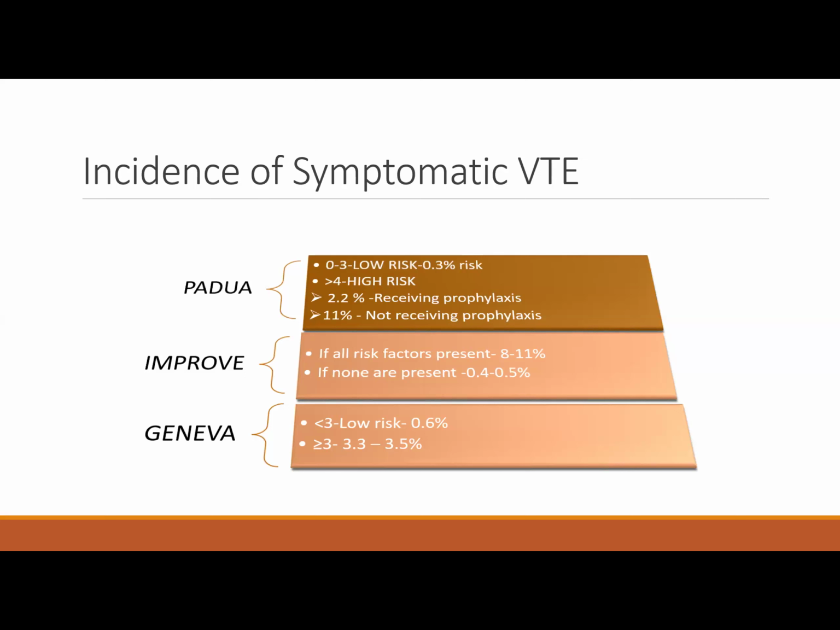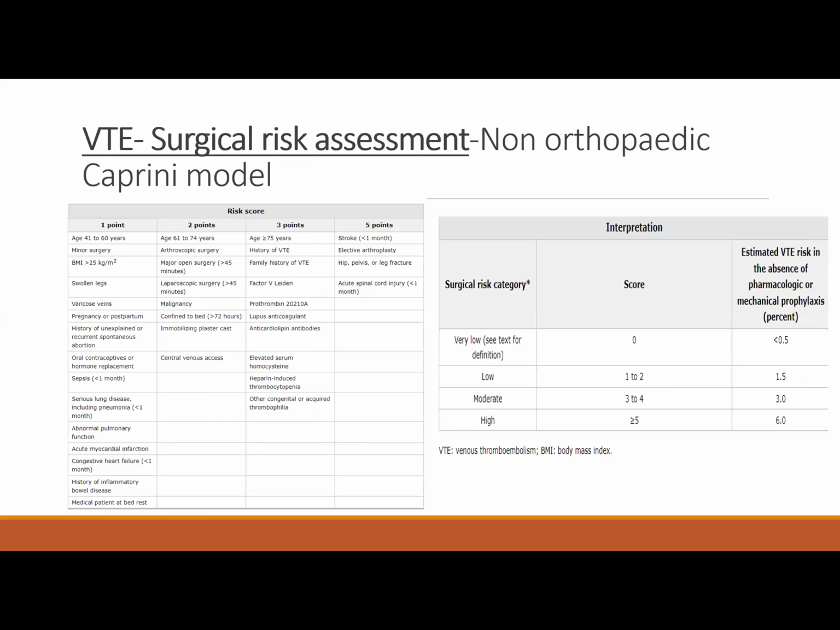According to the IMPROVE registry, if all the risk factors of the IMPROVE score are present, the incidence of symptomatic VTE is 8 to 11%, and if none of them are present, it's anywhere between 0.4 to 0.5%. As per the Geneva registry, less than 3 points is considered low risk, and the incidence is 0.6%, and with more than 3 points, the incidence of VTE is 3.3 to 3.5%. Now we are done with the medical risk assessment.